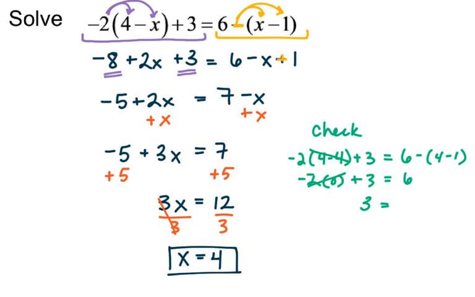And on the right, I have 6 minus the quantity inside my parentheses. Remember your order of operations. 4 minus 1 gives us 3, and 6 minus 3 gives us 3. This is a true statement. This checks. We are good.